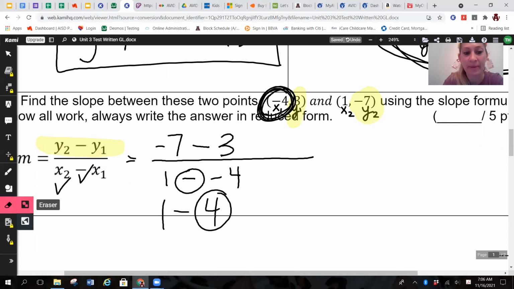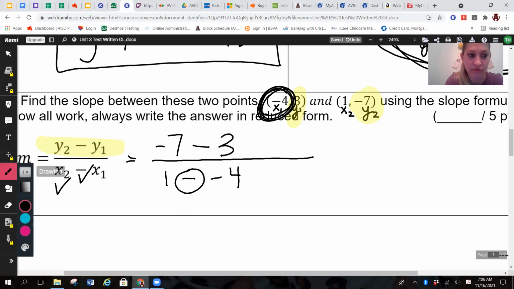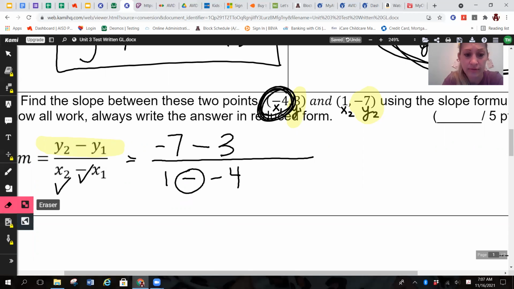So that's another common mistake as I graded those papers over the weekend: you didn't plug in the number they told you to plug in. So you're going to get the wrong answer.